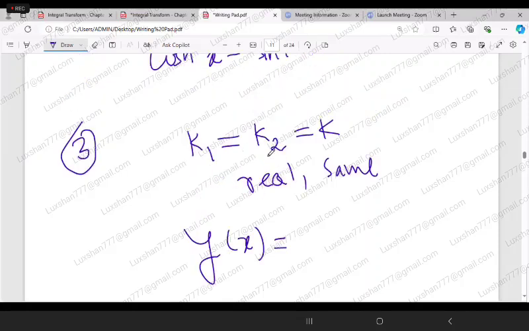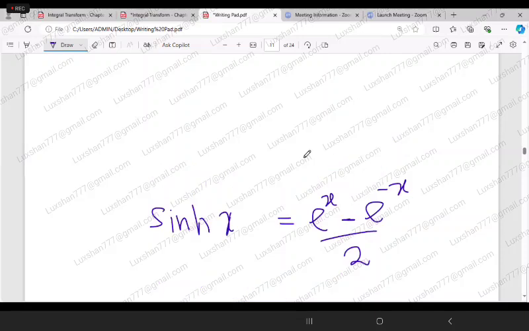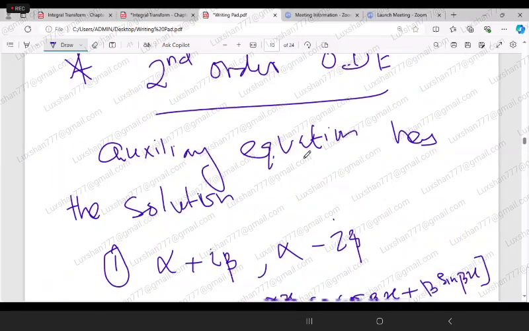Can anybody tell me, real but same, what is the complementary solution? Yes. So that is equal to (A plus Bx) into e to the power kx. Okay. So these three things you must know.